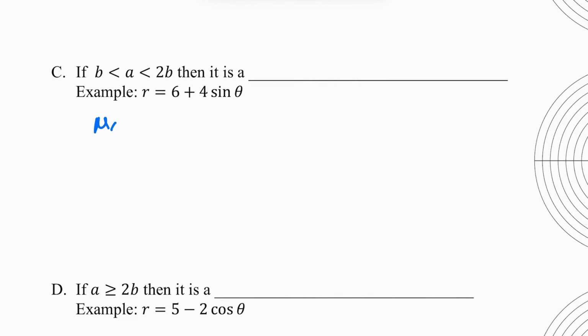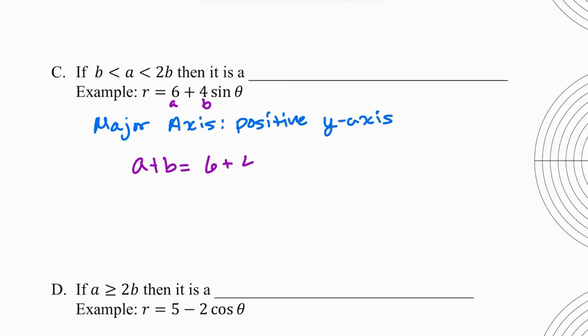So where is our major axis? Well, since that's plus, it's going to be positive. Since we're dealing with sine, it's y. So the majority of my limaçon is going to be on the top axes. So a is 6, b is 4, which is kind of the same numbers, but now a is in between b and 2b. So a plus b ends up being 6 plus 4, which is 10. But then a minus b ends up being 6 minus 4, which gives us a positive 2.